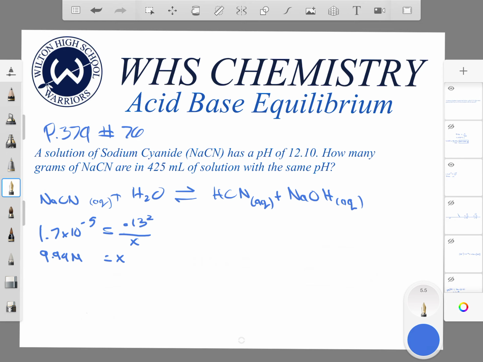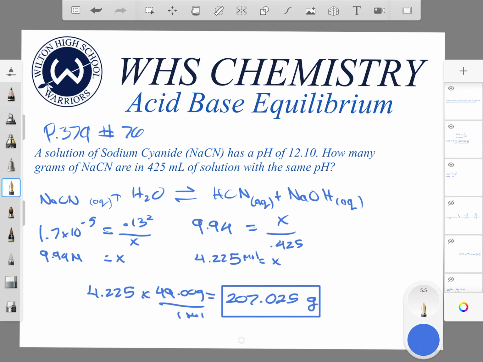The problem doesn't stop there, however, because we want to find how many grams of NaCN are in the solution, not the molarity. So we have to do a couple more easy steps. We have to convert the molarity into moles, and to do this, all we have to do is multiply by the volume. Now don't forget, the initial volume is given in milliliters, so we have to divide by 1,000 and find the value in liters, which is 0.425.